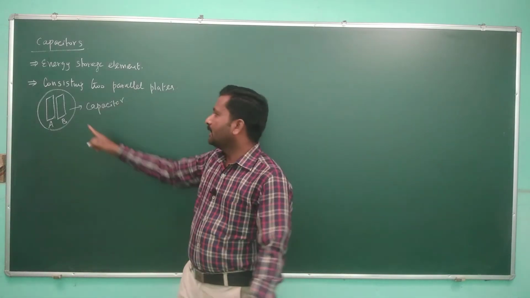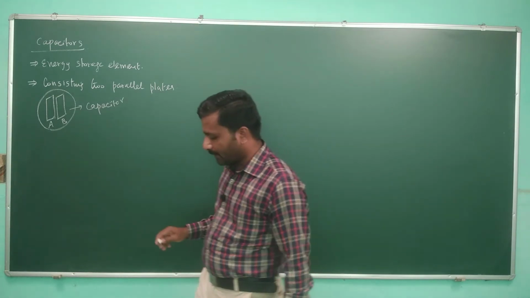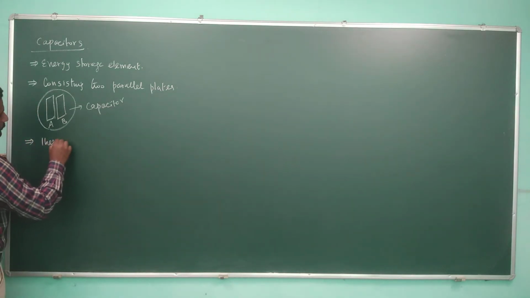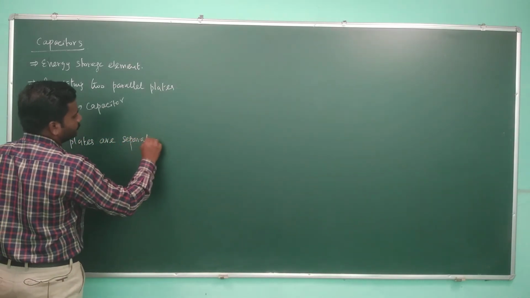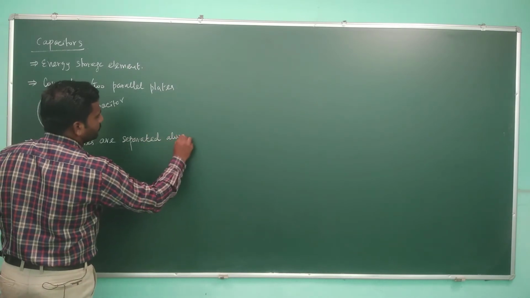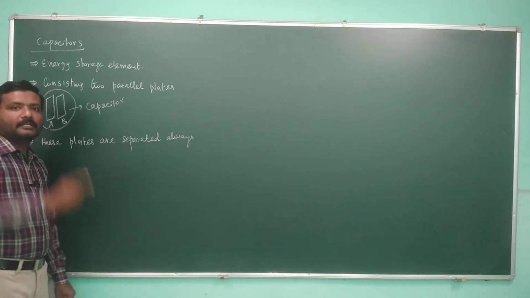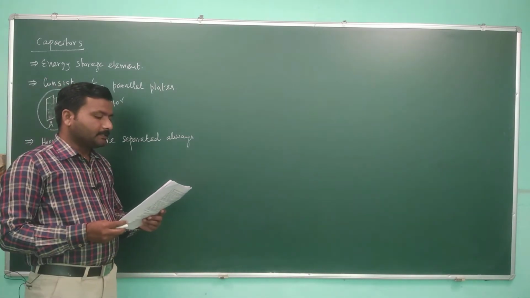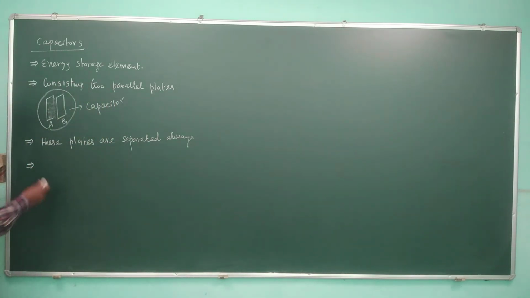And these plates A and B will never touch each other. They are always separated. These two plates will never touch each other. Actually, they are separated by a medium. That medium is called dielectric medium.